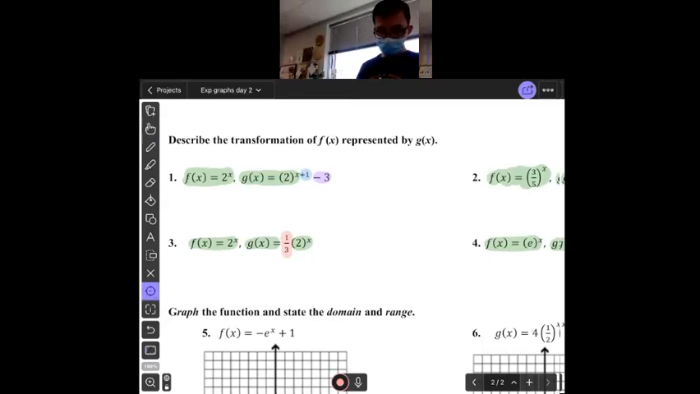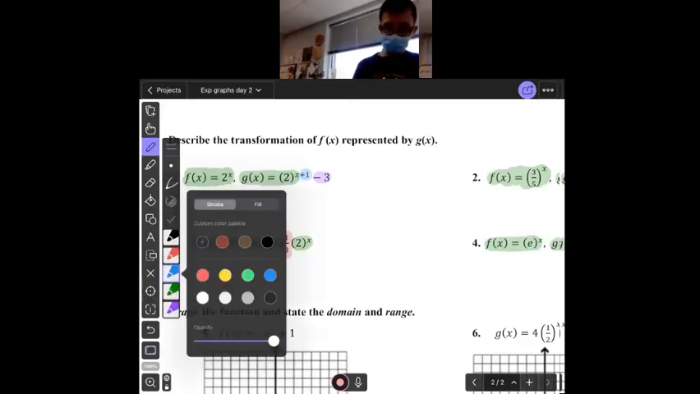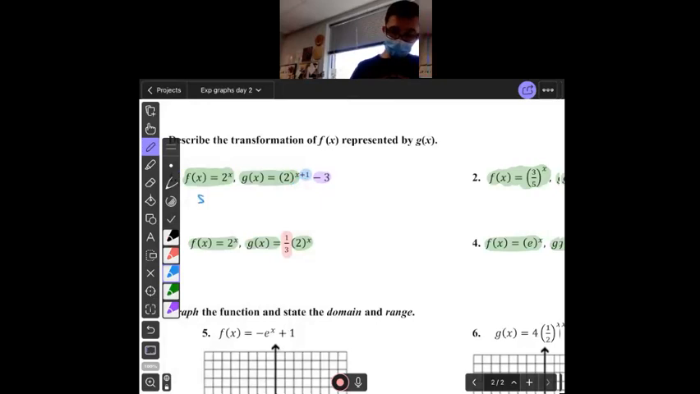All right. I always just go left to right, so the first thing I see here is that +1. That's in the exponent. It's in the function. That's our left and right shifts. So that says +1. That's actually going to be a left 1. And make sure you have your verb, shift left 1, and then with the shifts, we use the word unit.